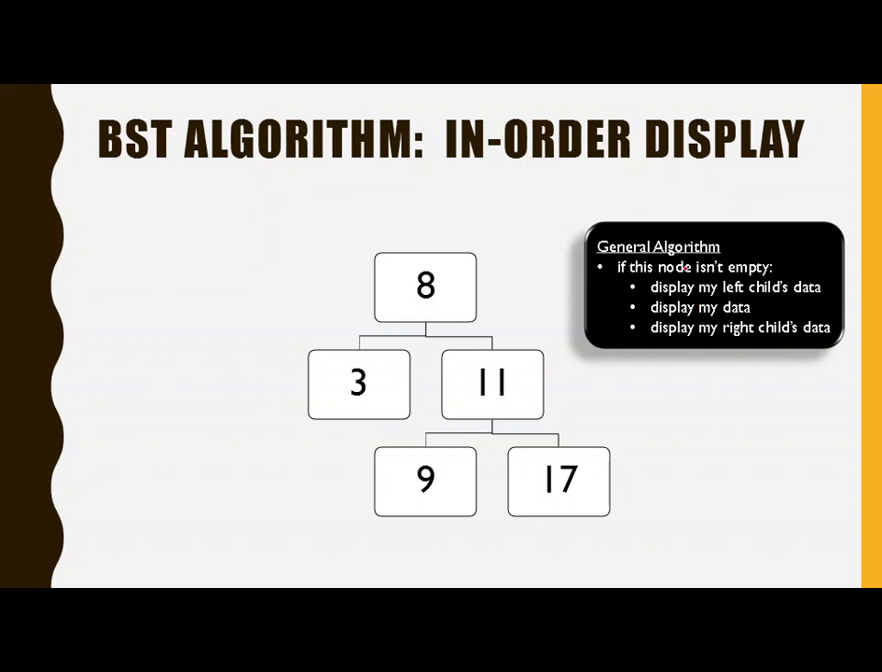So if the node that I'm starting at, the start node, isn't empty, display my left child's data, display my data, display my right child's data. That's the definition of an in-order traversal, right? Left, me, and then right. So that makes a lot of sense.